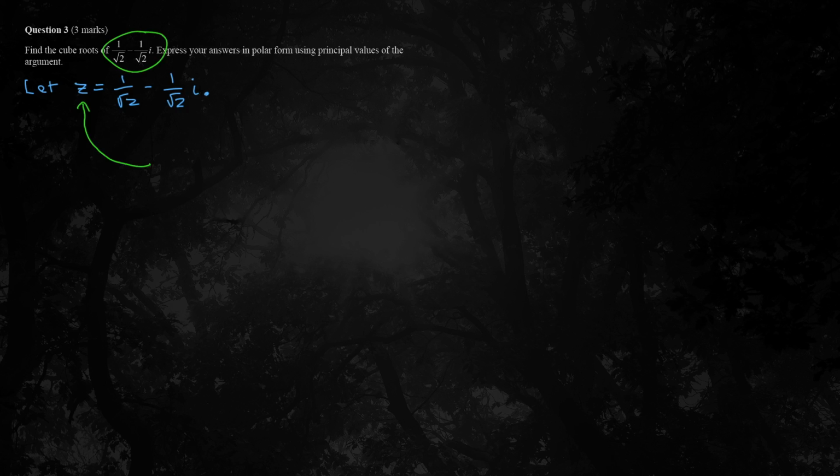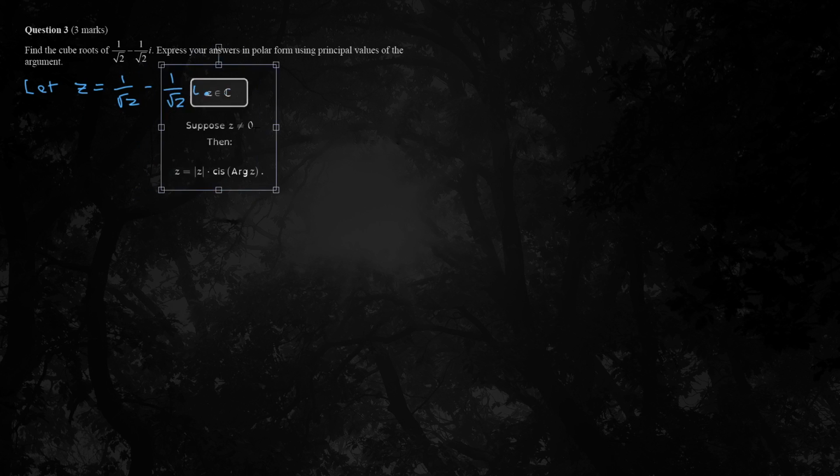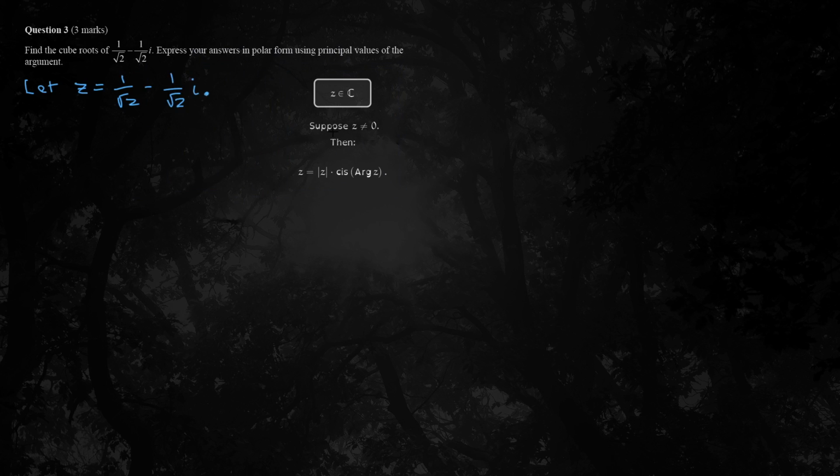There's the number. The question says to express our answers in polar form, so technically we don't have to put this number z that we've just written down into polar form. However, in practice, it's a lot easier to find the nth roots of a complex number if it is in polar form. So that's what we'll do. And to do that, we're going to use the following theorem.